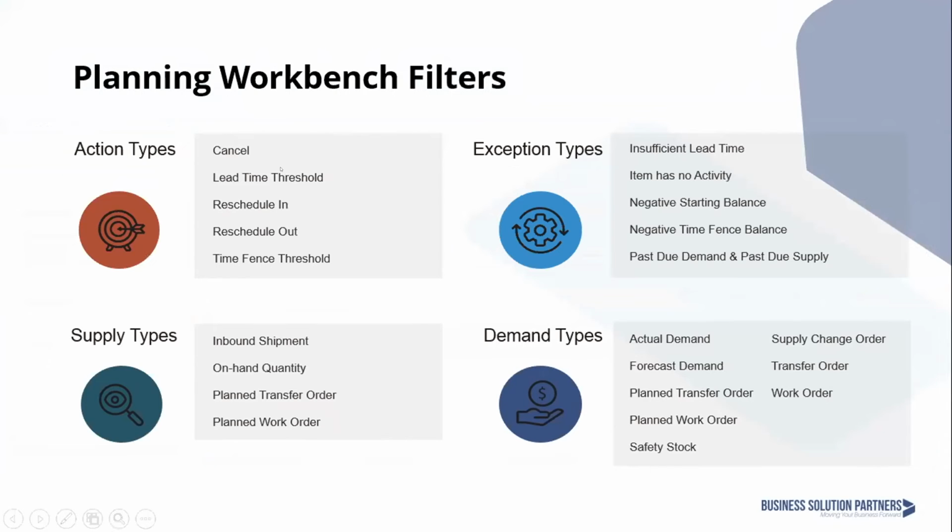For action types, you have different actions that are available to you that the MRP is suggesting, and the different exceptions that are available as part of the MRP. And then where is the supply going to come from? Inbound shipments, on-hand quantities or available quantities, a transfer order, a work order. And then the demand types, where you have the actual demand and forecast demand. Again, the planned transfer order, work order, safety stock, a supply change order, transfer order, or a work order. So those are firmed versus planned.